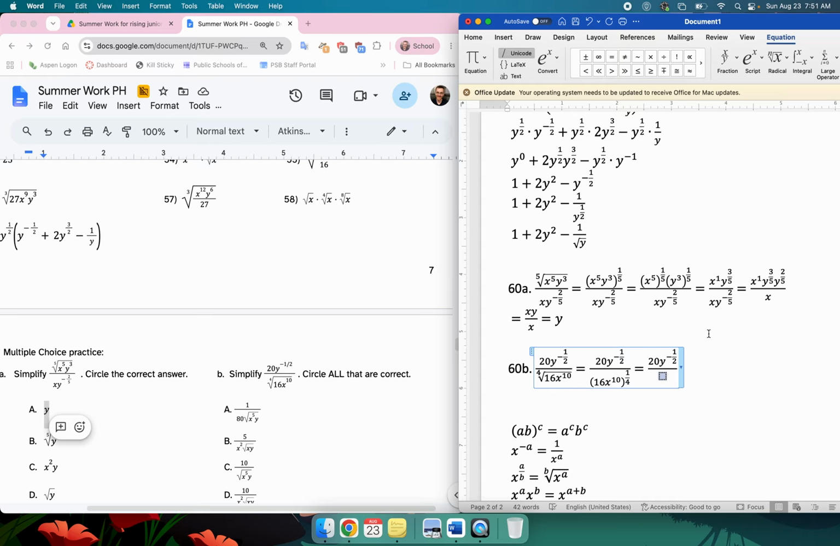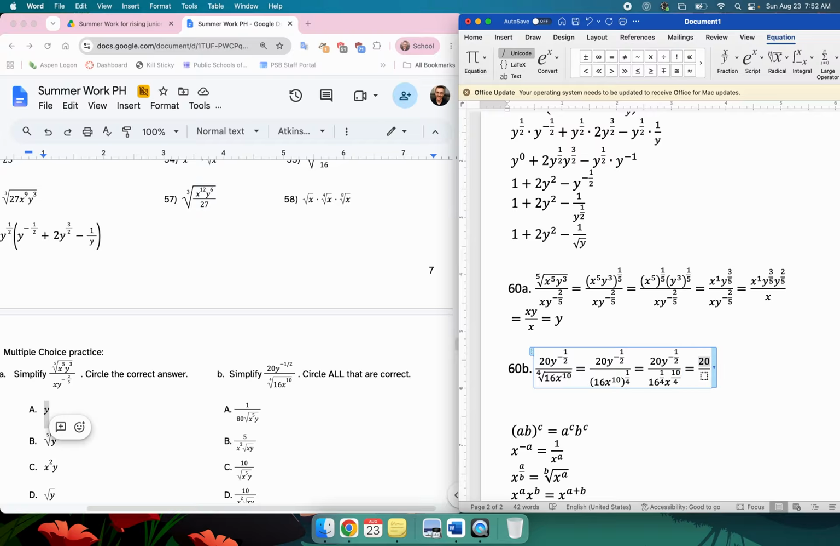So I have 16 to the 1/4, and then x to the 10th raised to the 1/4. You would multiply those exponents. So 10 times 1/4 is just 10 over 4, which can be reduced, and I guess I will reduce it, but in the next line.